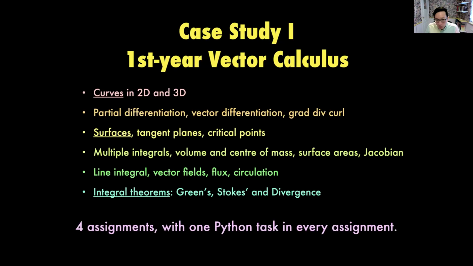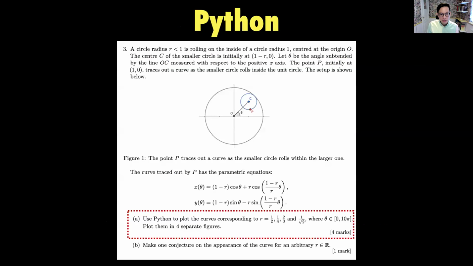The module has 4 assignments with one Python task in every assignment. So if it's a 20-mark assignment, I would put in maybe 4 marks for Python, just to make everybody do it. And for example, if you have been to my previous talk, this would be recycling of those materials, so apologies. And this is one of these problems.